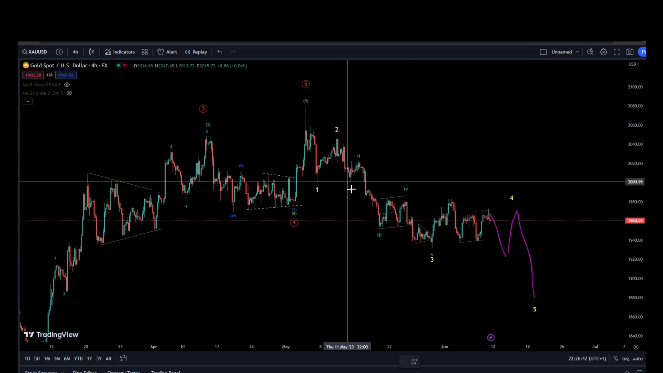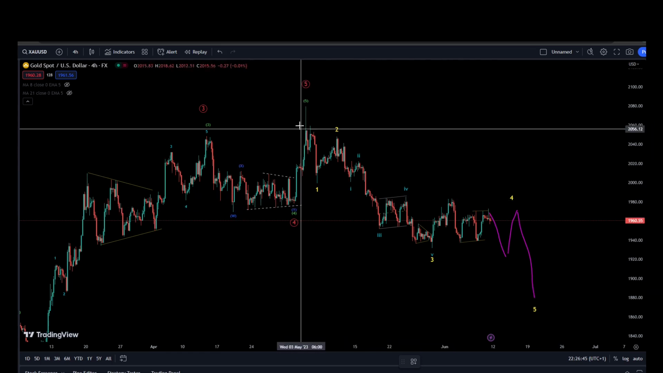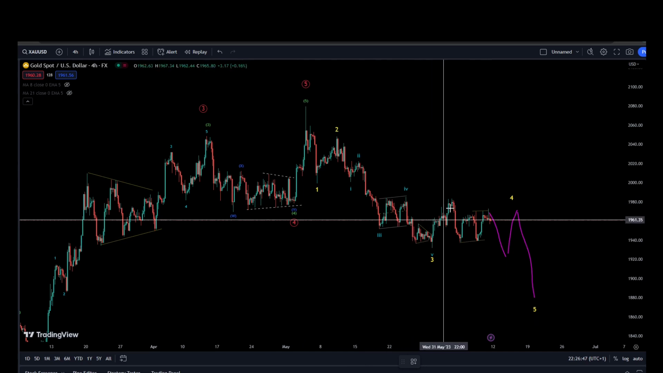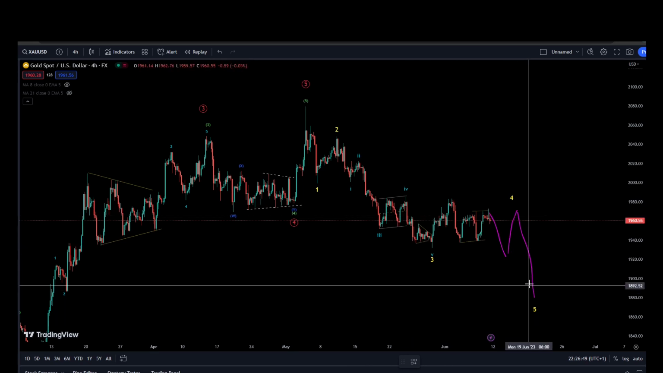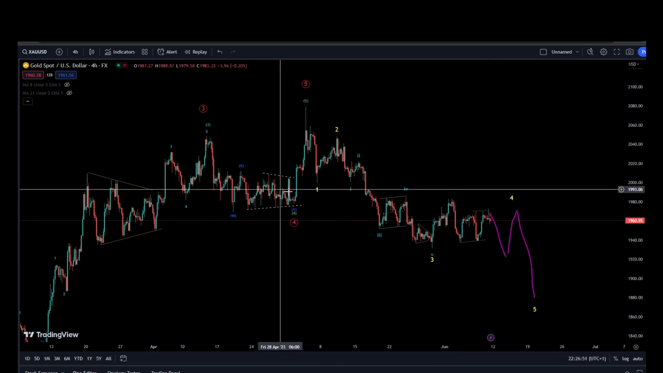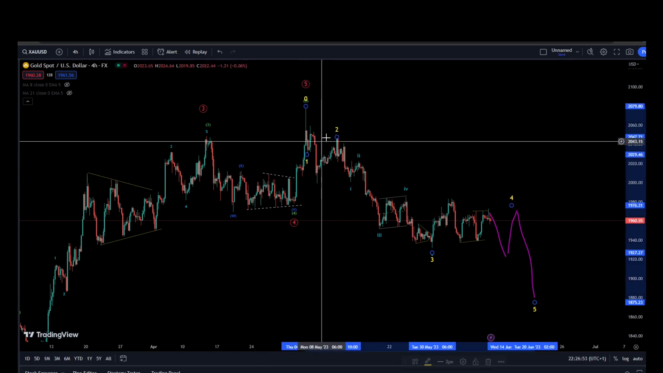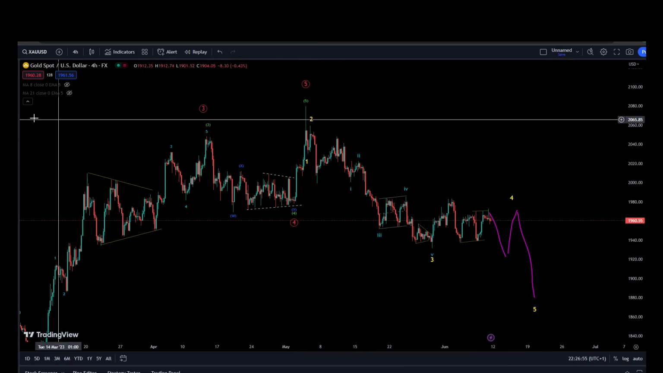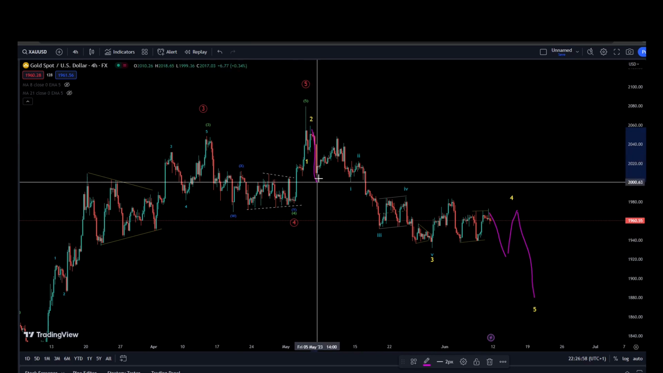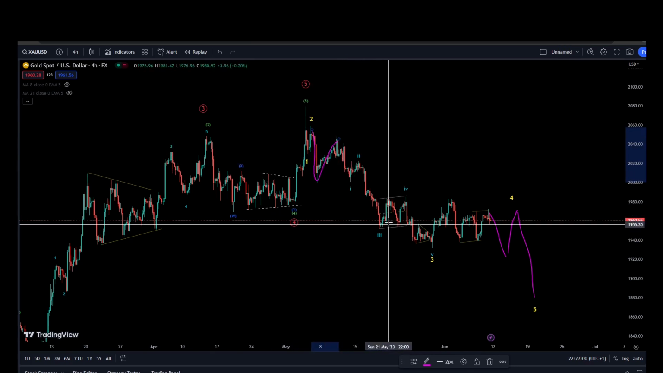Now, obviously, this is one abbreviation of the count, right? So this could either be a 1, 2, 3, 4, and then a 5. Another one is essentially where this is wave 1 and that is wave 2, and what we have here is simply a wave 1, a wave 2, then we have 1, 2, 3, 4, 5.